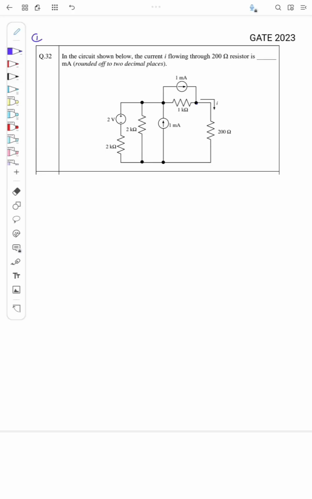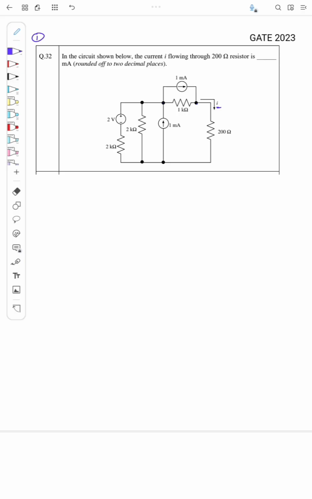So this is a question from GATE 2023, and the question is, in the circuit shown below, the current I flowing through the 200 ohm resistor is dash milliampere. So I need to find what this current I is. The simple method is to apply nodal analysis in the circuit.